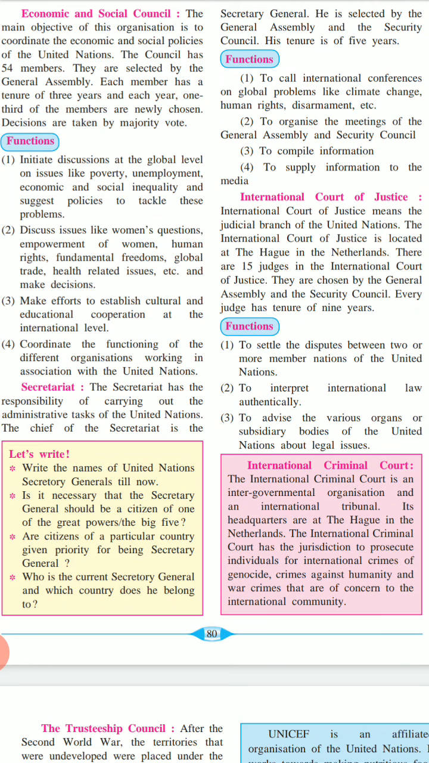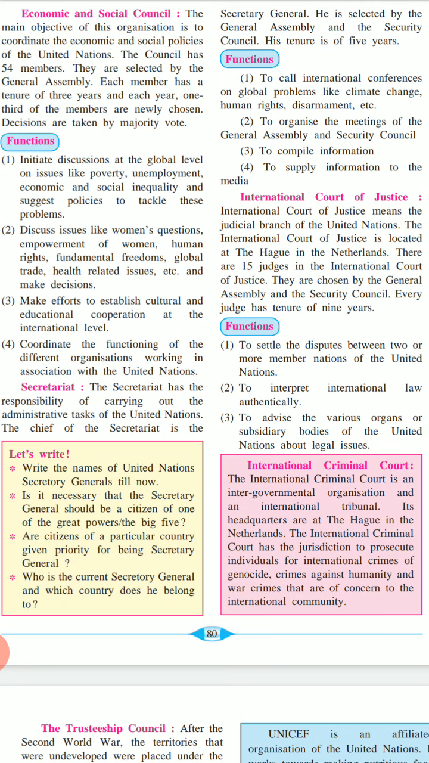Every judge has a tenure of 9 years. The 15 different judges each have an individual 9-year tenure at the International Court of Justice. This is a unique one because till now we have heard only of a tenure of 5 years or maybe 10 years. It is unique that the tenure of these judges is 9 years.